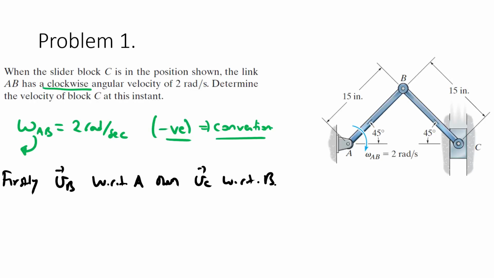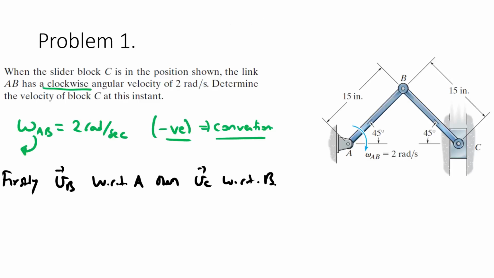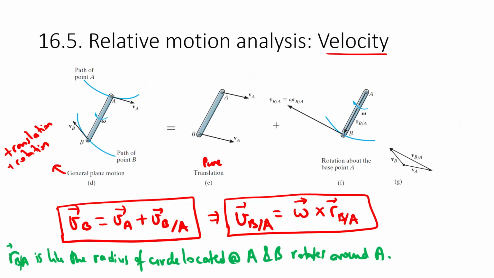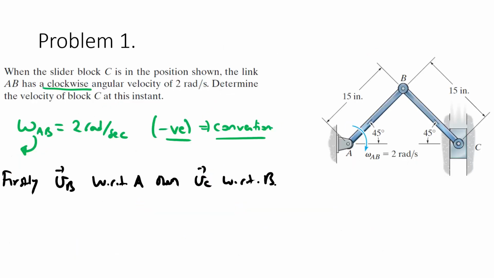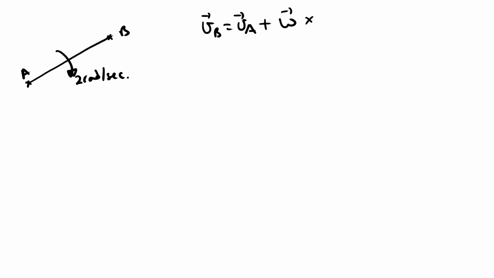Let's do that. So I will first draw A to B. That's A, that's B, and that's the angular velocity of 2 radians per second. And then velocity B is equal to velocity A plus the velocity B with respect to A, which is omega cross r of B with respect to A. And then this is the r_BA.